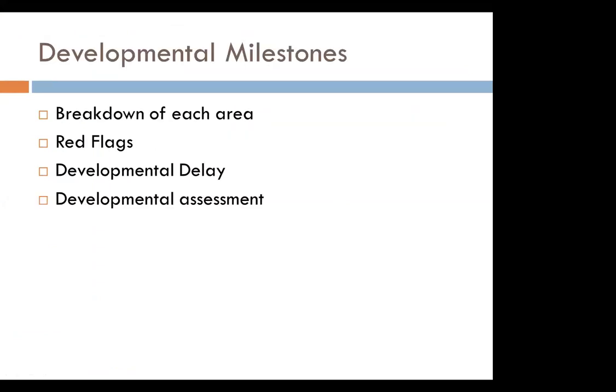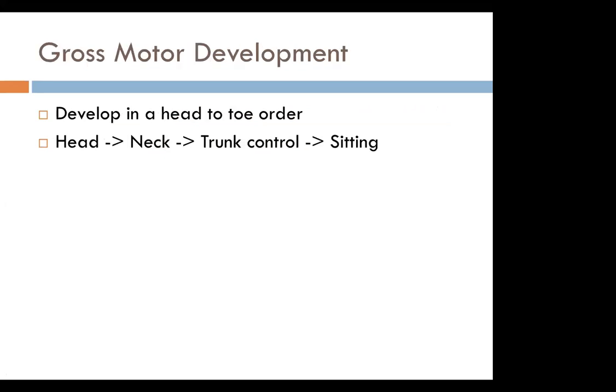Now we're going to go into developmental milestones. We're going to break down each area. So the 4 areas: gross motor, fine motor, social, and then language. Just briefly look at some red flags. And then just very briefly causes of developmental delay. Also, we are going to go through a review of the developmental assessment.